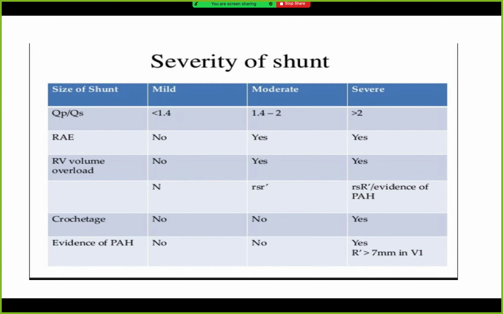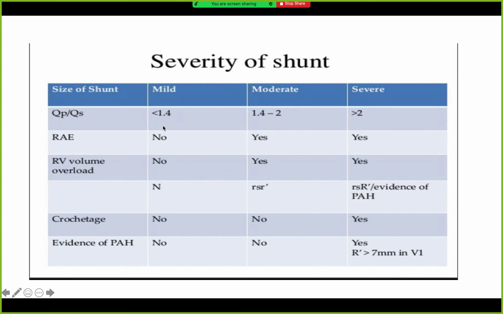So one of the important things we all are concerned about is the severity of the shunt. It will depend on how the shunting is happening. It can again be mild, moderate, or severe. If you look at the pulmonary flow to the systemic flow ratio, whether there is more pulmonary flow or more systemic flow, on the basis of this ratio you can comment on the size of the shunt as well.